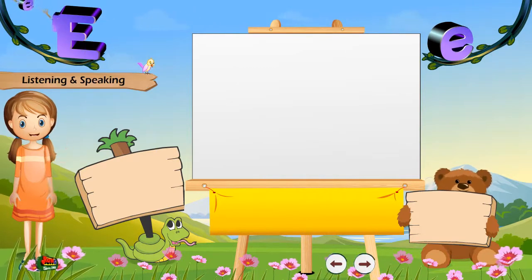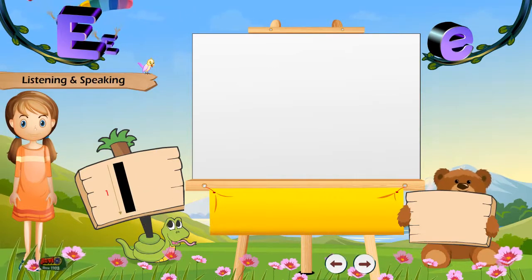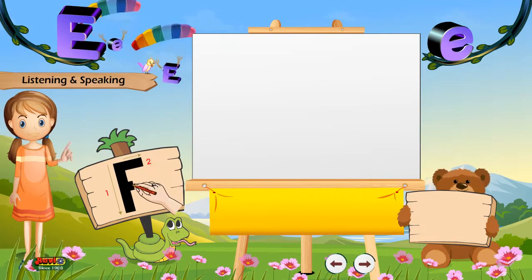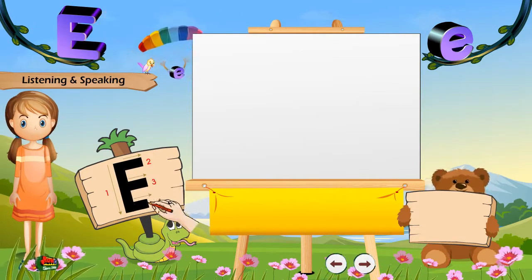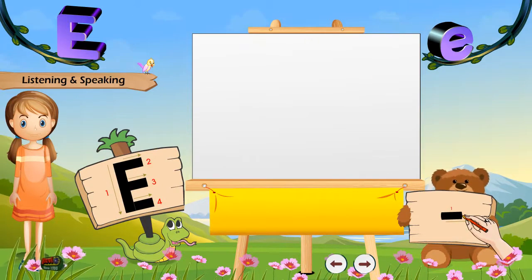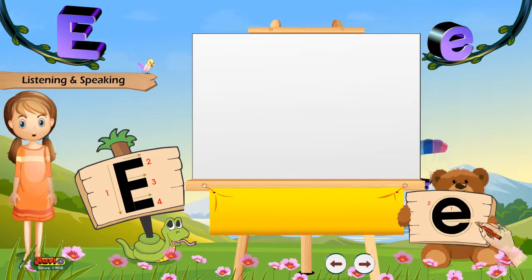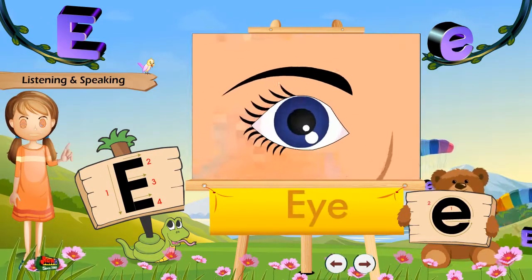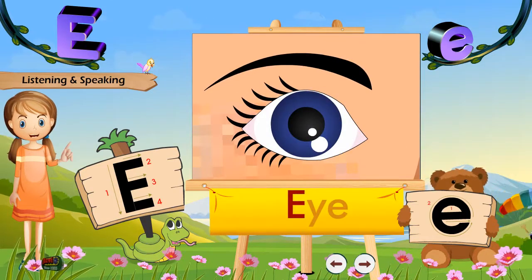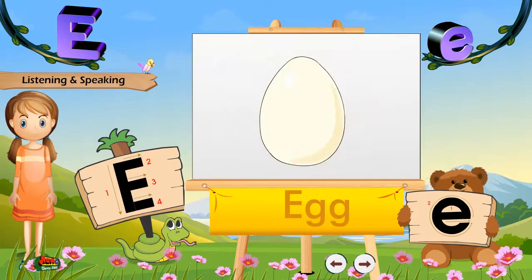Listening and speaking. Capital letter E. Small letter E. E, Y, E. Eye. Egg. E, G, G. Egg.